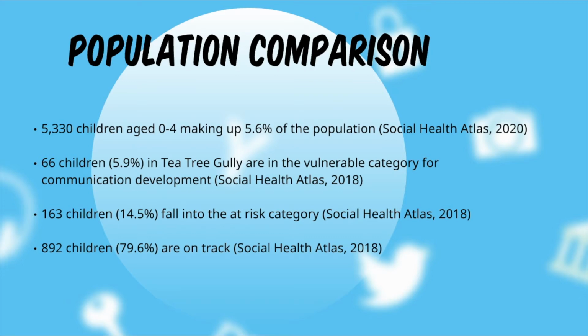Alternatively, the percentage of at-risk children in Tea Tree Gully are 0.7% higher than the state average. Therefore, children are slightly more at risk of a communication developmental problem than in other council areas in South Australia. A large portion of South Australian children, 77.8%, are considered to be on track in terms of their communication development. Tea Tree Gully scored 2% higher and therefore can be classified slightly above average.